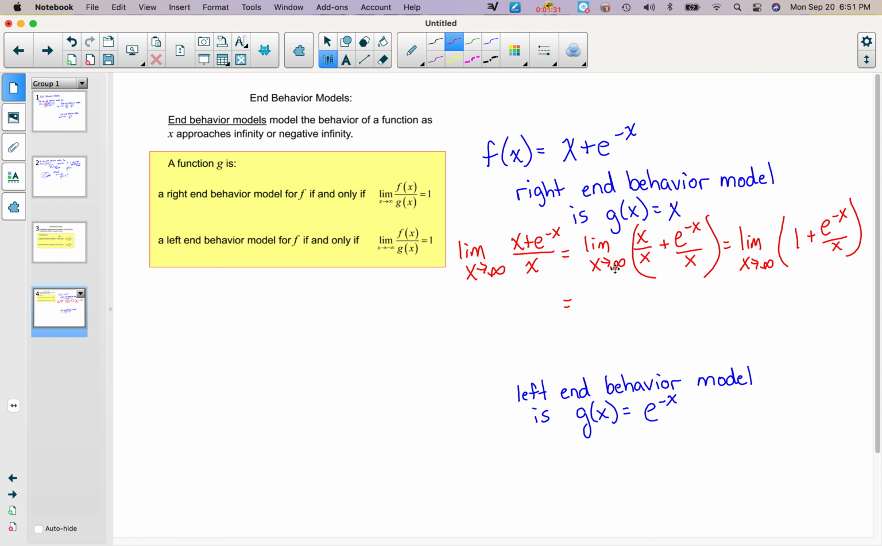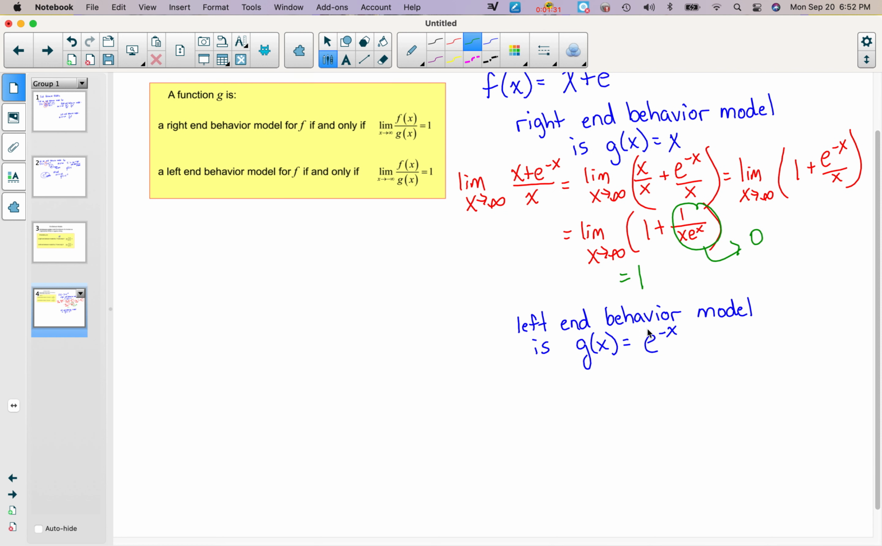Let's think about what happens as x is getting larger. I'm going to write down one more step. We can think of this as, I just flipped this to the denominator since it was a negative exponent. x is getting larger, which means that this is going to 0, which means we get 1, which is what we were supposed to get. So we just showed that x is a right end behavior model for f of x.